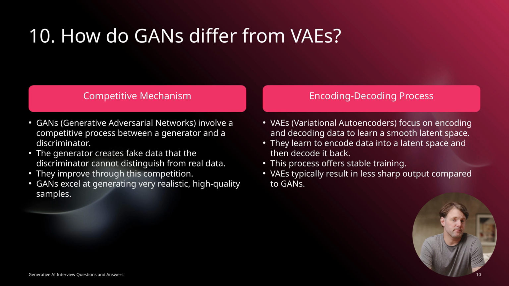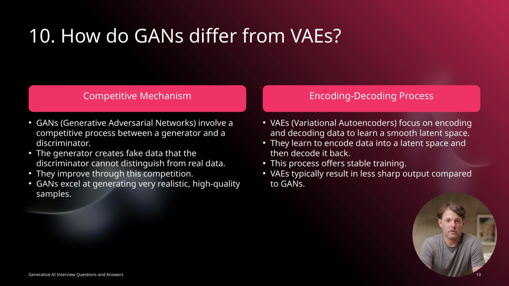The 10th question: how do GANs differ from VAEs? Answer is, GANs and VAEs are both generative models, but they work in fundamentally different ways. GANs, generative adversarial networks. Think of them as a game between a creator, generator, and a judge, discriminator. The creator tries to make fake data so good that the judge can't tell it apart from real data. They improve through this competition. GANs excel at generating very realistic, high-quality samples.